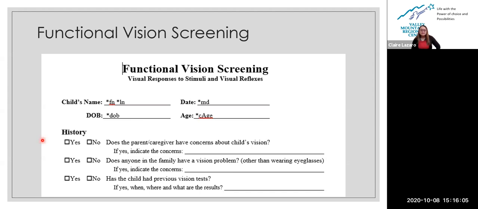So you want to ask the parent or the caregiver, do they have any concern about the child's vision? Anytime a parent or a caregiver has a concern about their child's vision, you really want to refer that to the pediatrician so that they will be able to investigate it further. So that's why that is the number one part in our questionnaire there.